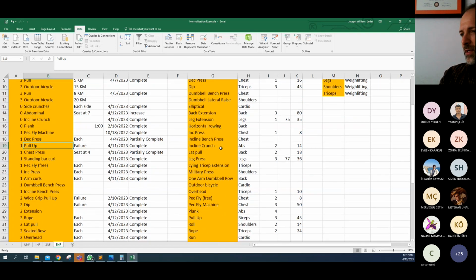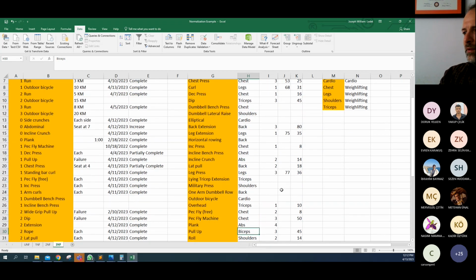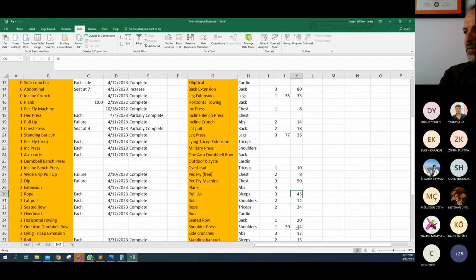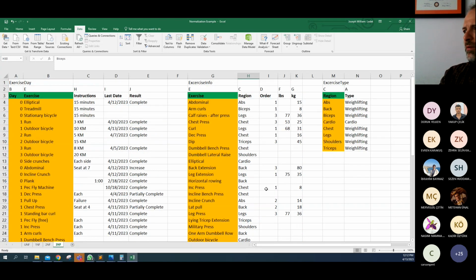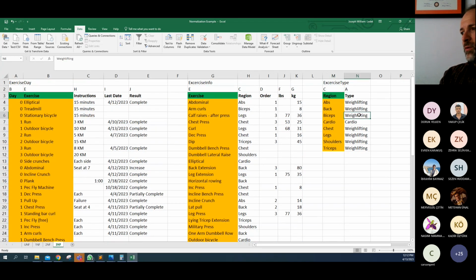Well, let me look at the exercise info over here. The pull-up is my biceps. Okay, it's my biceps. And what should be the weight? 45. Okay, and then biceps. Oh, what type of exercise is that? Is that cardio? No, my biceps are a weightlifting type of exercise, right?